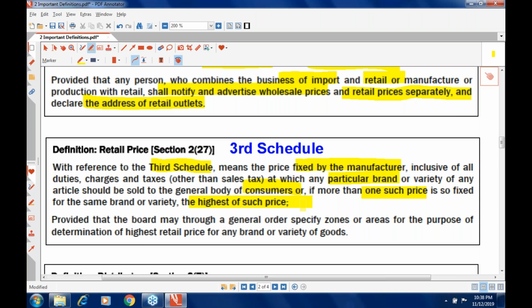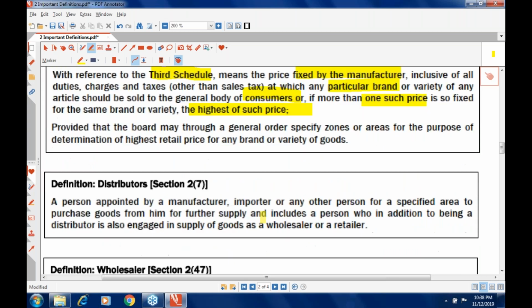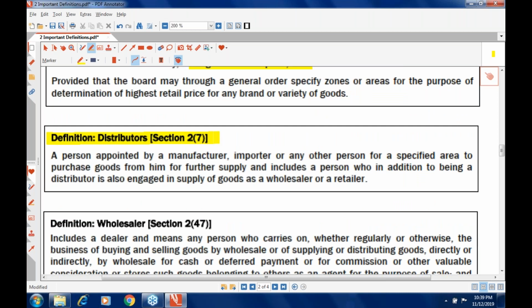those restaurants are charging a price which is higher than the price originally set by the manufacturer. So if it is a higher price than the one originally set by the manufacturer, then that higher price is going to be the price on which the sales tax will be applicable. So that is how it is going to be. Now, the next definition is of distributors.